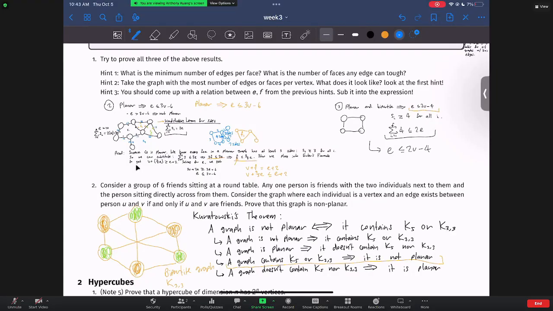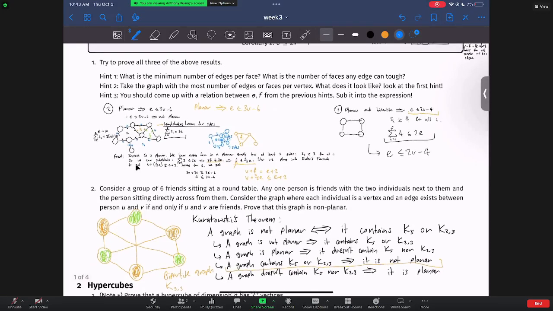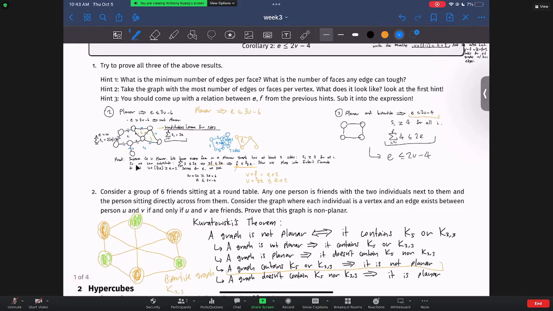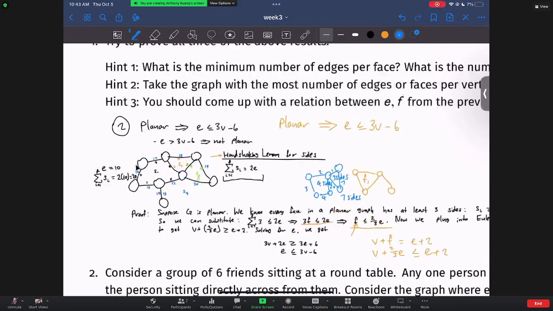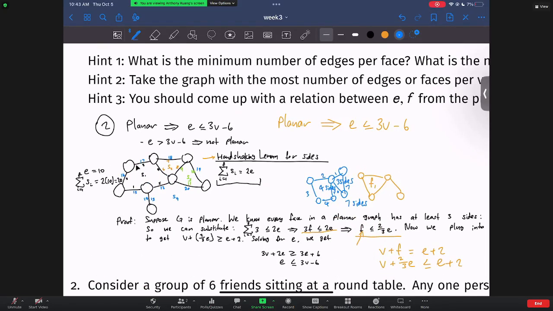Hello everyone. Let's do number 2 and number 3 now, which prove various inequalities about planar graphs. So the first result that we'll prove is if a graph is planar, then it implies the number of edges is less than or equal to 3 times the number of vertices minus 6.